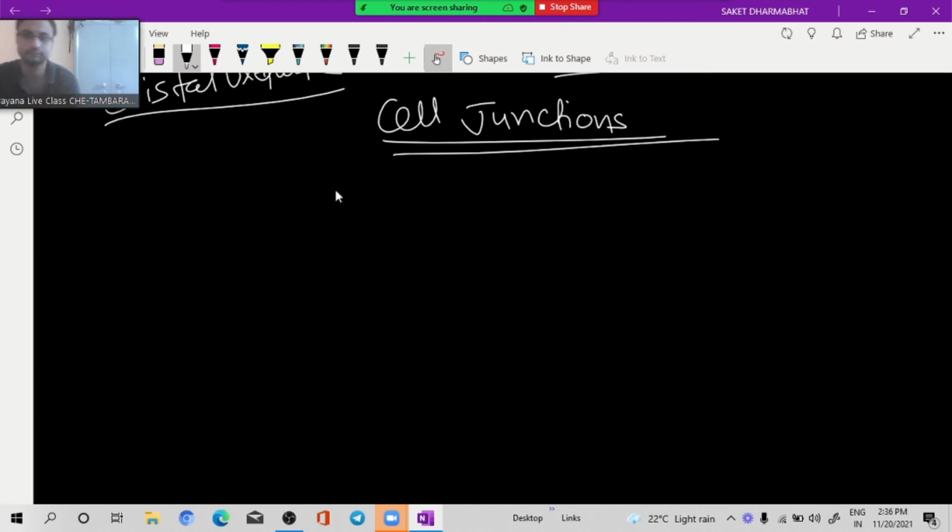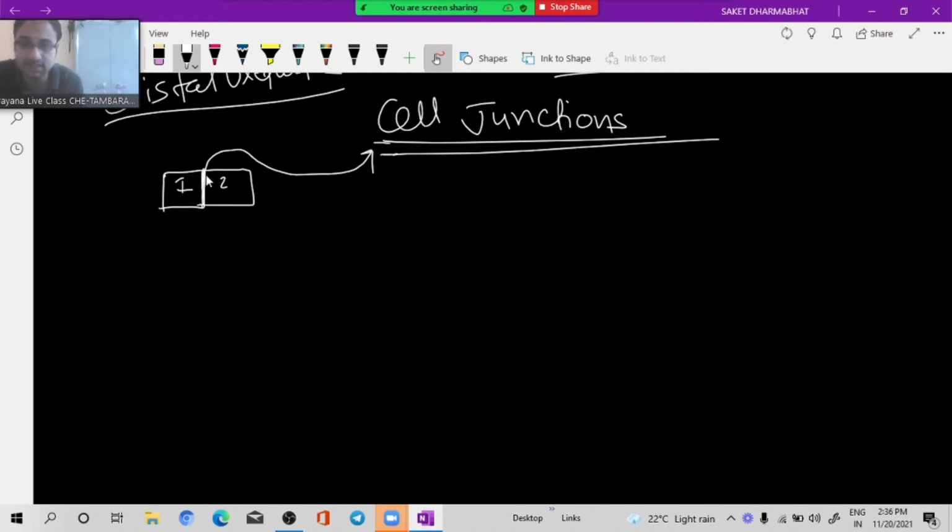Cell junctions, very, very important. See, as there is no gap between the cells of the epithelial tissue, suppose this is cell number 1 and this one is cell number 2. And this is the common border between cell number 1 and cell number 2. So this common border is called as what? Cell junction. Understood?